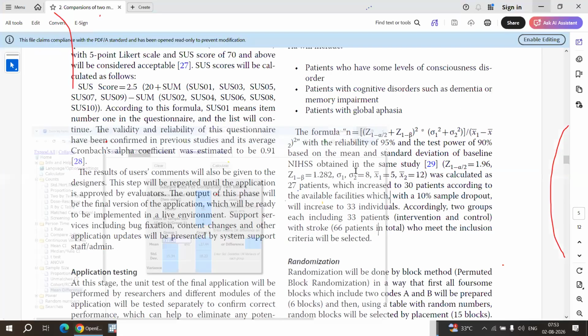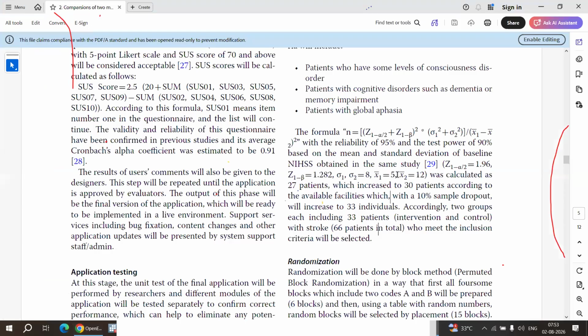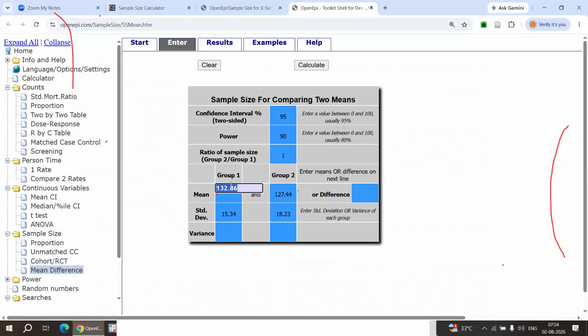Okay, group 1 mean is 5, group 2 mean is 12. They have given here, so 5 and 12. I have to write down 5 here and 12 here. And they have standard deviation equal to 8, and also 8 here. If you have any problem, just ask me.